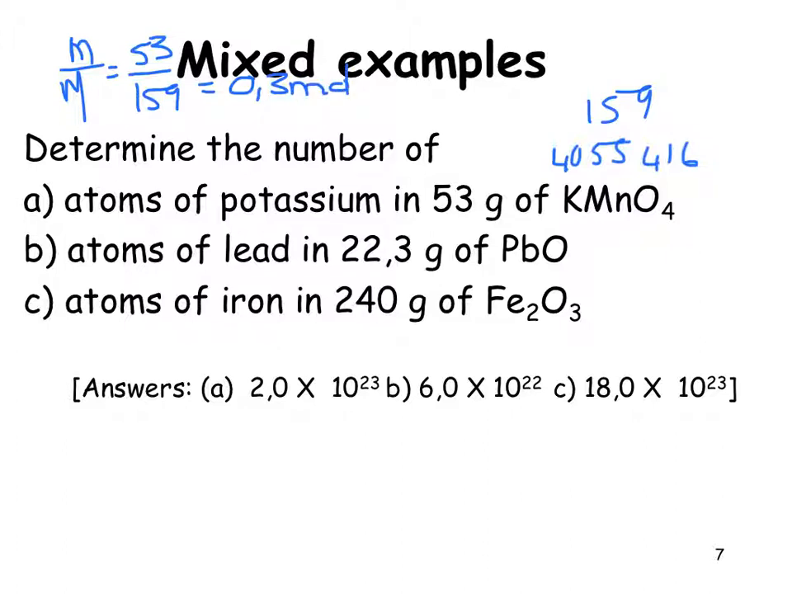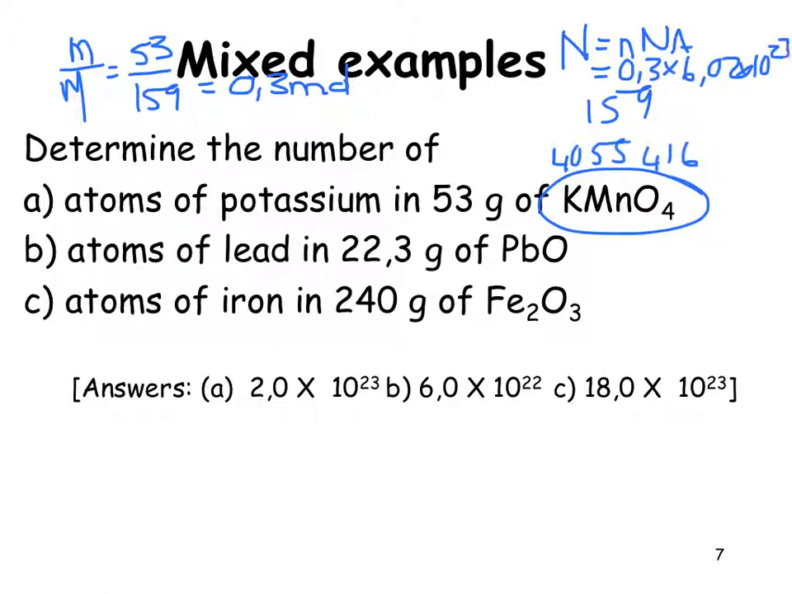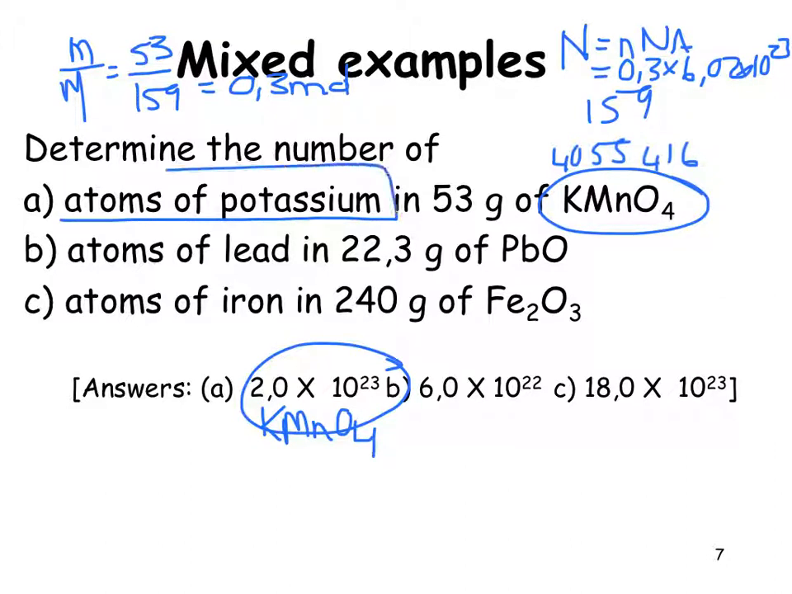You then say, how many particles of potassium permanganate have I got? Number of particles is equal to number of moles times Avogadro's number: 0,3 times 6,02 times 10 to the power of 23. And I land up with 2 times 10 to the power of 23, but that is not what they asked me. I have landed up with 2 times 10 to the power of 23 potassium permanganate particles, the whole particle. They just want to know about the atoms of potassium.